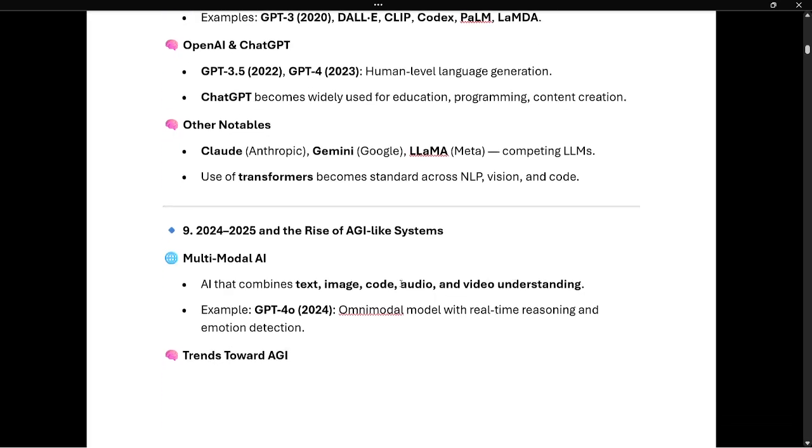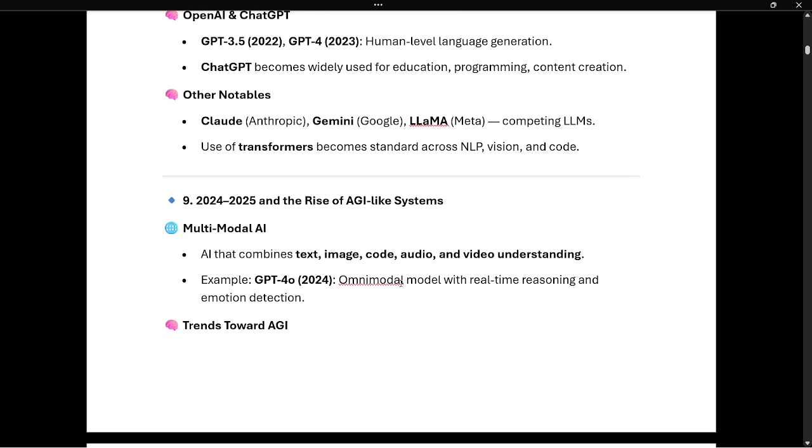Then 2024 to 2025 became the rise of AGI. AGI means the trend of multi-modal AI, AI that combines modalities. GPT was earlier basically text generation, content generation. Now we have multi-modal AI, AI that combines text, image, code, audio, and video understanding, everything. Now GPT-4o is an omni model with real-time reasoning and emotion detection.